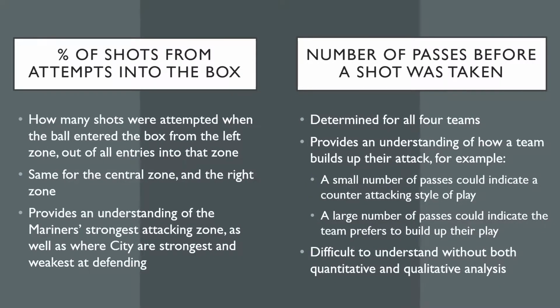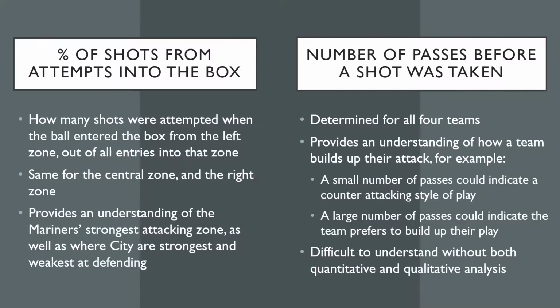So the KPI of percent of shots from attempts into the box is how many shots were attempted when the ball entered from the left zone out of all entries into that zone, and then the same for the central zone and the right zone. And this KPI provides an idea of which area of the pitch the Mariners are most successful at attacking in, as well as where City might be stronger or weaker at defending.